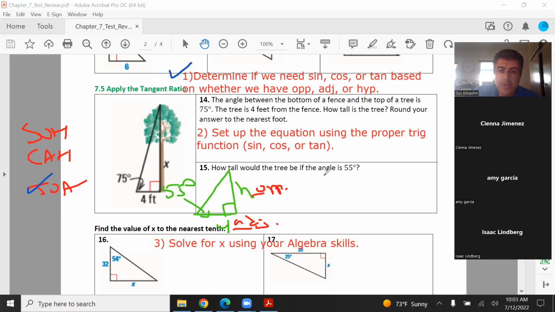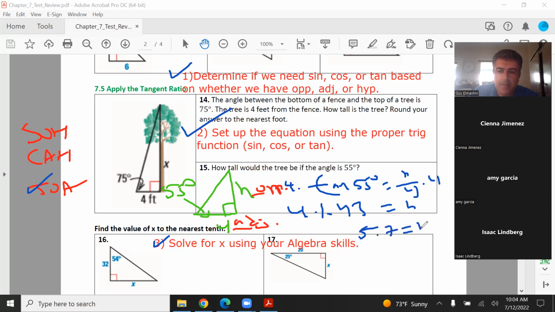Now set it up. So you can say tangent of 55 degrees equals opposite, which of course is h, over the adjacent, which is 4. Boom, number 2, done. Then solve for x or h using your skills. Obviously, I see a 4 on the bottom, so multiply by 4, and use a calculator. Tangent 55 degrees, you get 1.43, multiply by 4, you get 5.7. So it's 5.7 feet. That's all you gotta do.